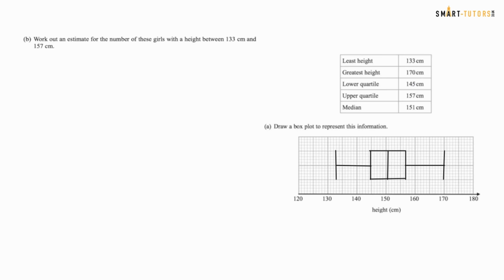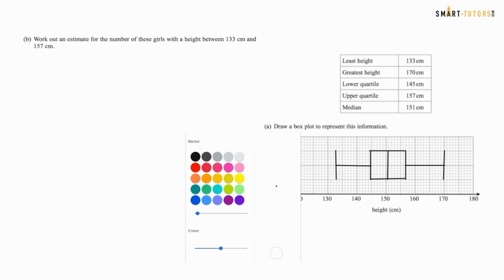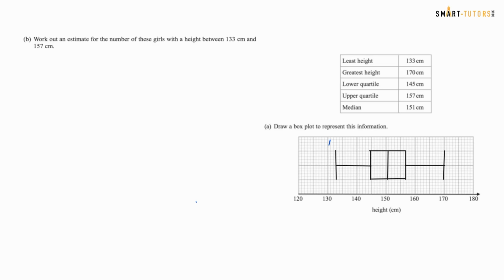Question 10b. Work out an estimate for the number of these girls with a height between 133 centimeter and 157 centimeter. So it's a continuation question from the A part. So I have brought the A part question to the side. We have the data from the table and we have drawn the box plot. Now they're asking how many girls have a height between 133 and 157. So let me change the color. 133 is this value and 157 is this value, the upper quartile. So you can see 157 is the upper quartile and 133 is the lowest value.